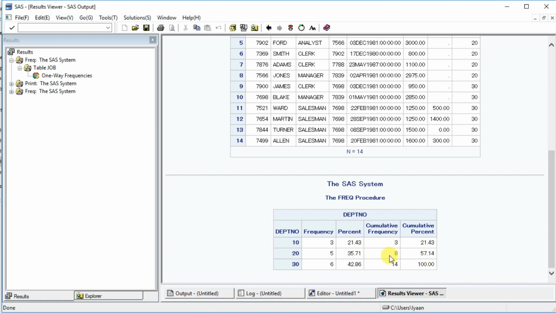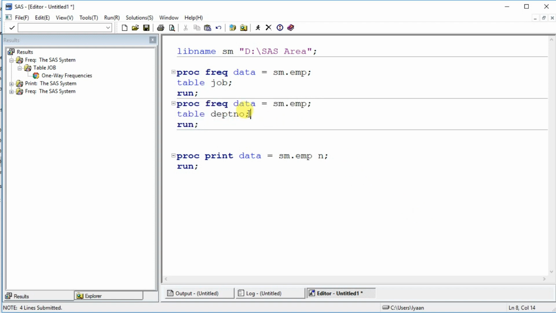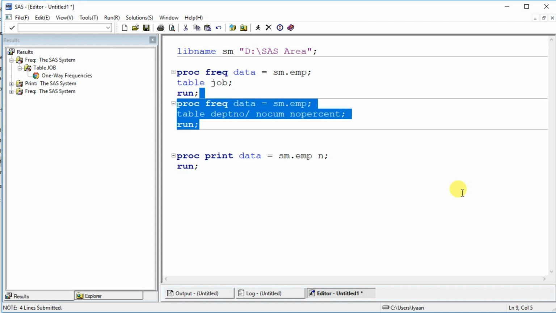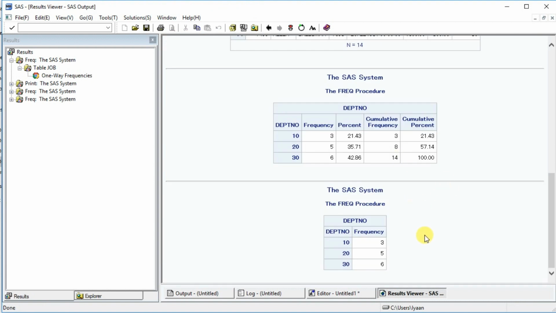and this is how the cumulative frequency and the cumulative percentage appear. What if we just want to see the count other than this additional output? We will restrict the output by using a slash, and then mention that we don't need the cumulative, so nocum, and also nopercent for not getting the percentage. Now see this, only the count of each department, right?